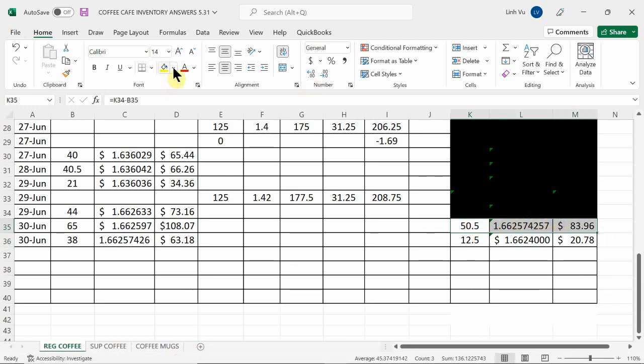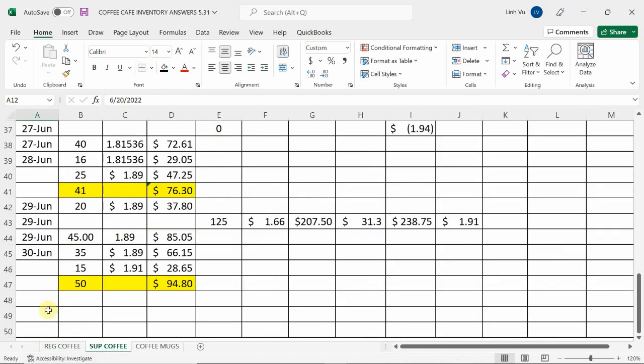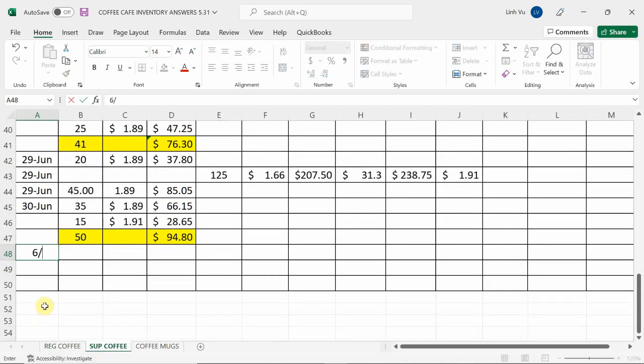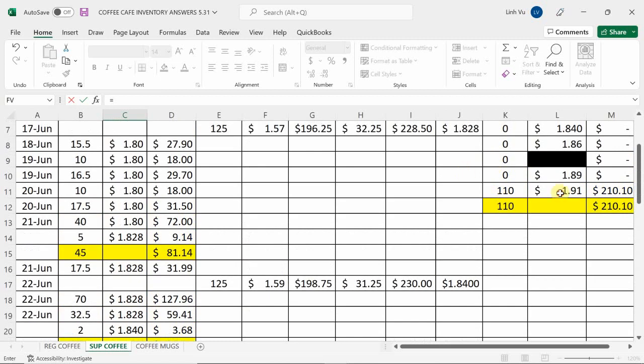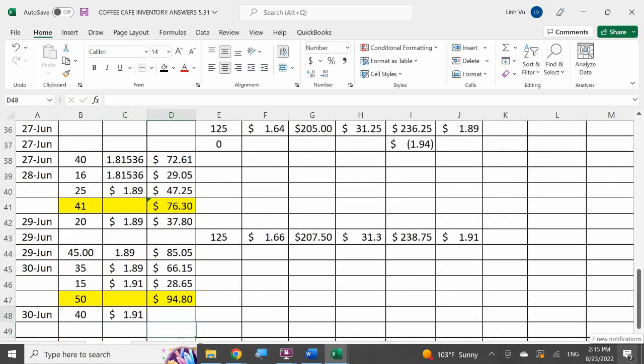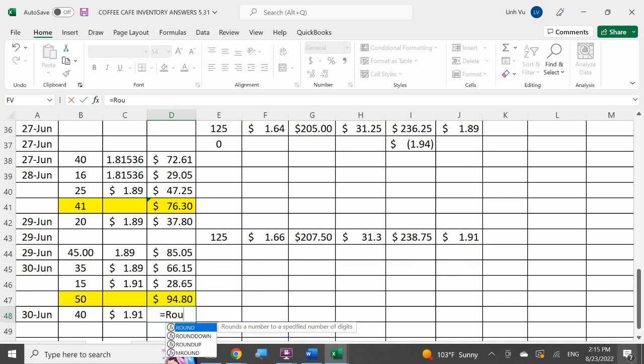And then for the Supreme coffee, it's 40 pounds at $1.91. And it's $76.40.